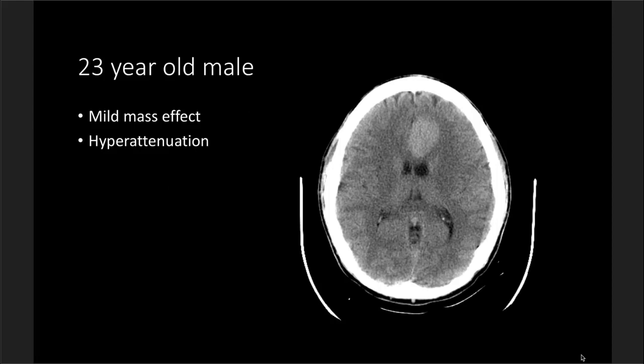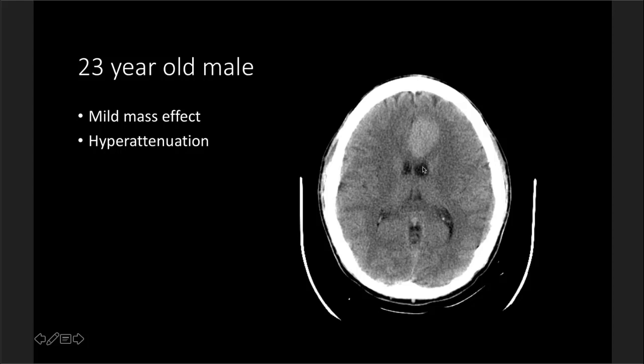Next case, we have a 23-year-old male, and we have a non-contrast head CT. We have a hyperattenuating mass in the medial portion of the left frontal lobe. It's brighter than the adjacent brain parenchyma, so hyperattenuation, and that indicates hypercellularity. There's some mild mass effect with midline shift of the interhemispheric fissure and mild effacement of the frontal horn of the left lateral ventricle.